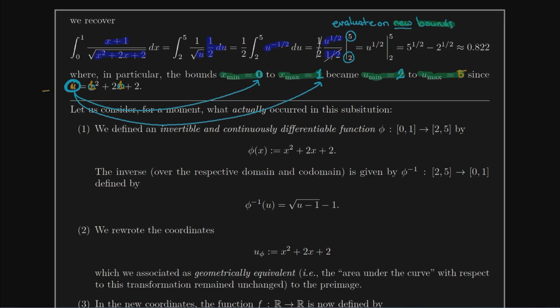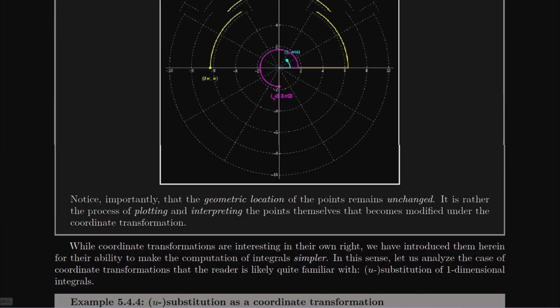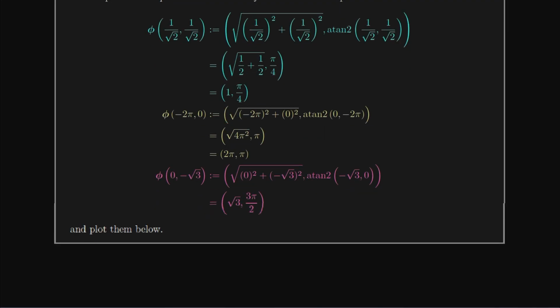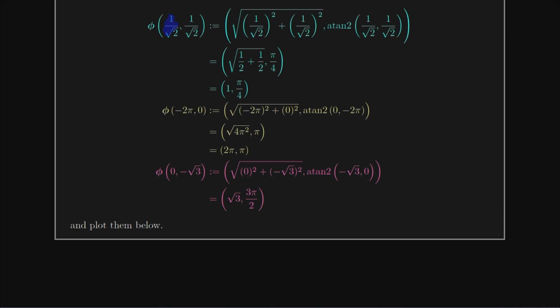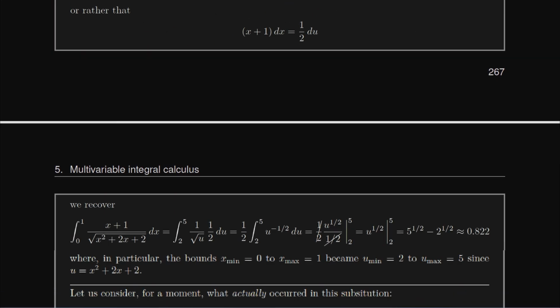It doesn't look like u is a function of x, but really u is a function of x here, and you're evaluating the original bounds 0 and 1 inside of that function of x to find the new bounds 2 and 5. And if we think about coordinate transformations, what do we actually do with a coordinate transformation to find out where the output points are? You evaluate the original points on the inside of the coordinate transformation to get these output points. That is what the function u is actually doing in a u sub. It is translating the points over from one coordinate system to another.